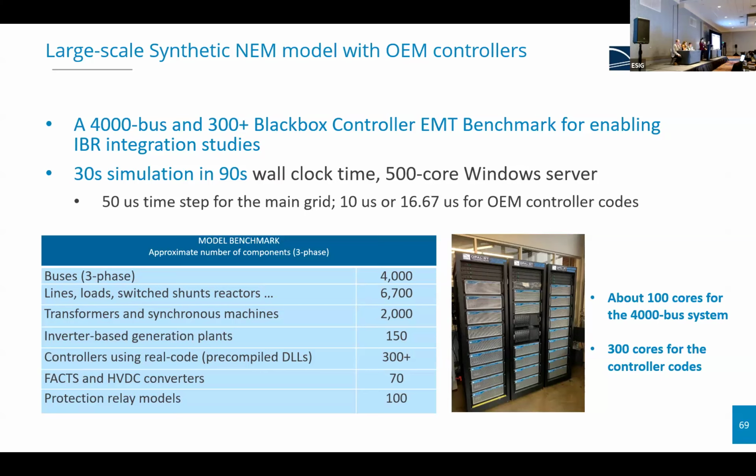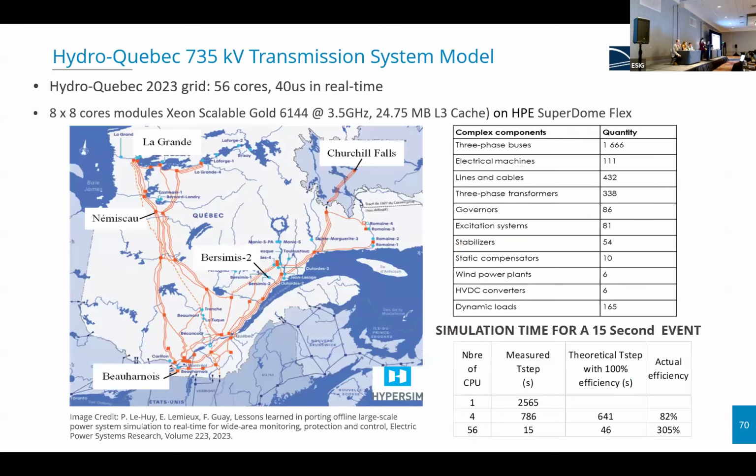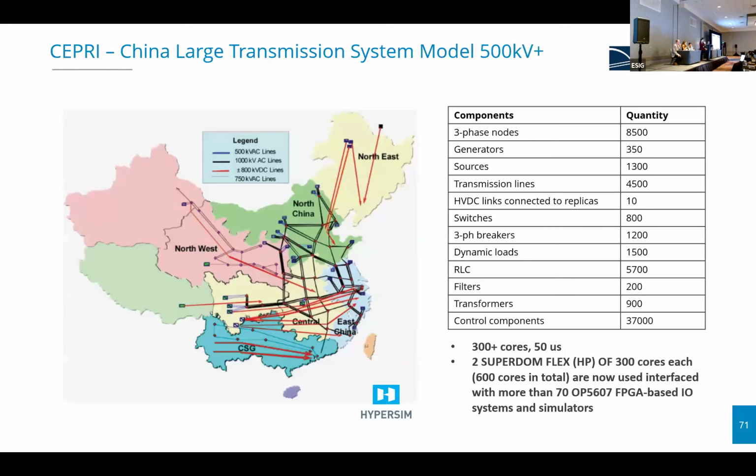To do this, we're able to achieve 3 times real time, which means that to run a 30-second simulation, it takes around 90 seconds. We also have some other use cases like the Hydro-Quebec 1600 bus model. This runs in real time at 40 microseconds on 56 cores. We also have examples with CPRI in China. They actually connect their HVDC control replicas to the model. This is also a very large model at 500 kV, and it runs at 50 microseconds on more than 300 cores.